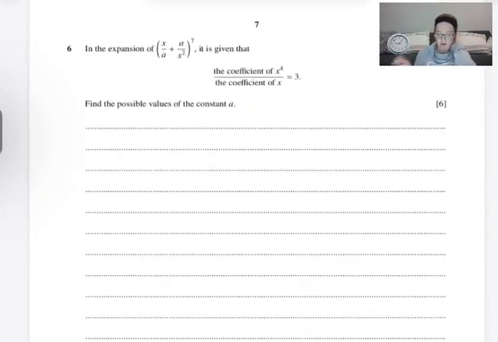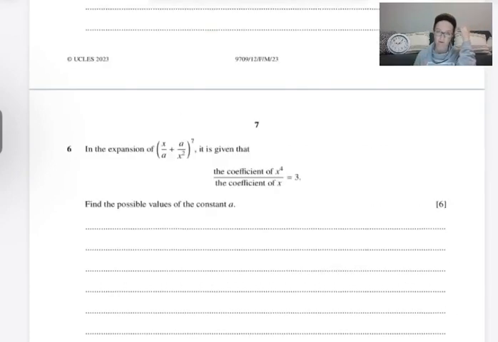Next question. Binomial expansion with something interesting. In the expansion of that, because we've got to the power of 7 here, and we've got a lot of x's and a's, it is given that the coefficient of x to the power 4 divided by the coefficient of x is equal to 3. Find the possible values of the constant a. So I can expect to have more than one value for a.